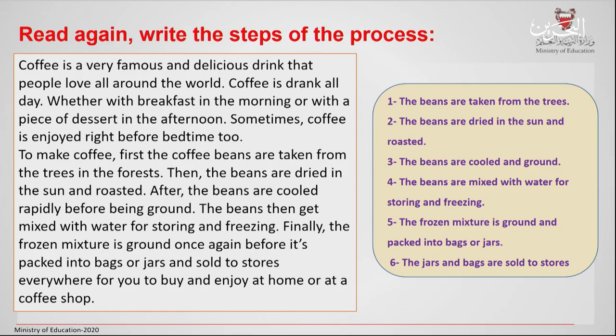Very good. We have 6 steps. I'll read them for you. Number 1, the beans are taken from the trees. 2, the beans are dried in the sun and roasted. 3, the beans are cooled and ground. 4, the beans are mixed with water for storing and freezing. 5, the frozen mixture is ground and packed into bags or jars. 6, the jars and bags are sold to stores. So these are the major steps mentioned in this process paragraph.